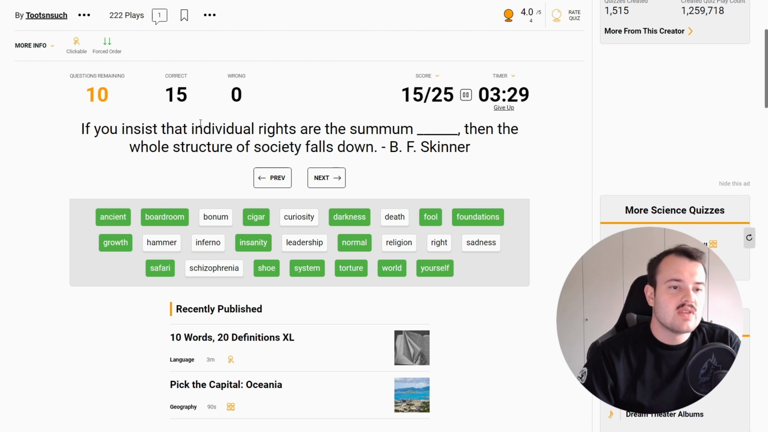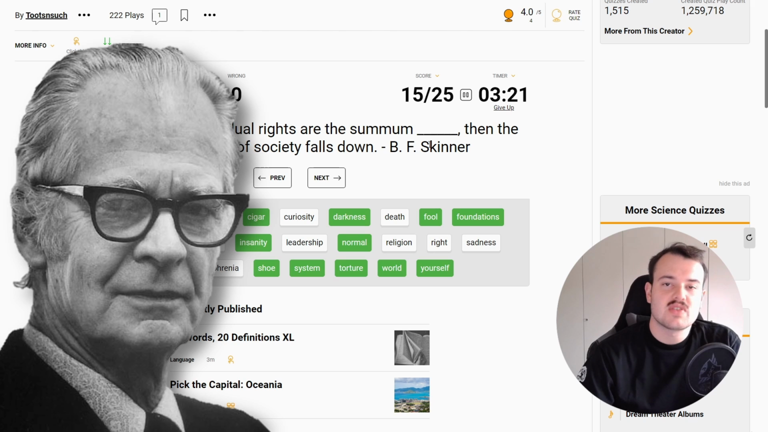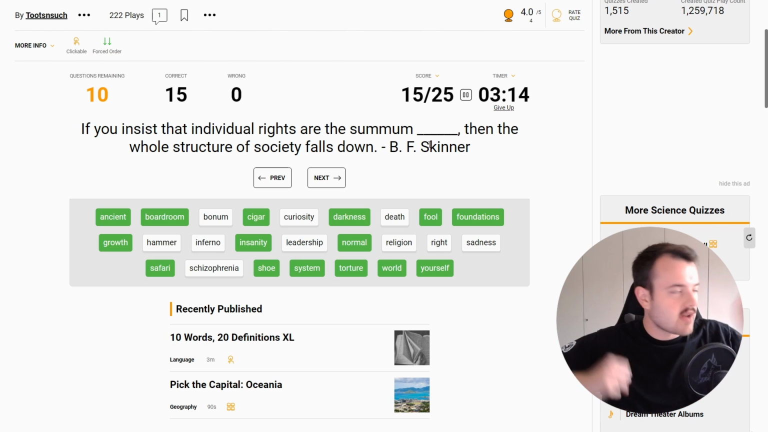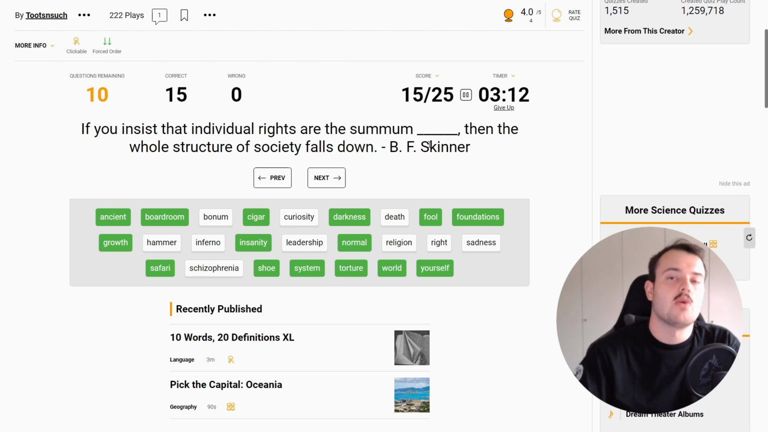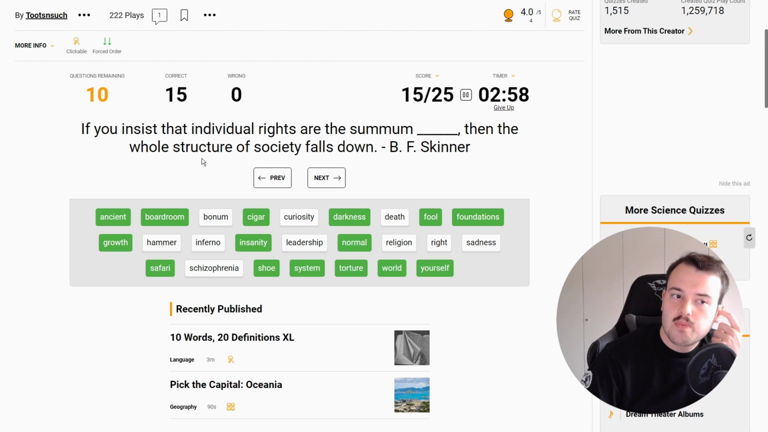Hell yeah. If you insist that individual rights are the summum, then the whole structure of society falls down. B.F. Skinner, famous behaviorist. You might all know the Skinner box, where he puts cats into a box to teach them behavior on themselves. They pull all kinds of levers, and when they get out of the box, they get rewarded with food. And after a while, they start to pull the right lever automatically. Operant conditioning. If you insist that individual rights are the summum, then the whole structure of society falls down. Are the summum... It's not leadership, right? Is this maybe bonum? I don't know what bonum means.